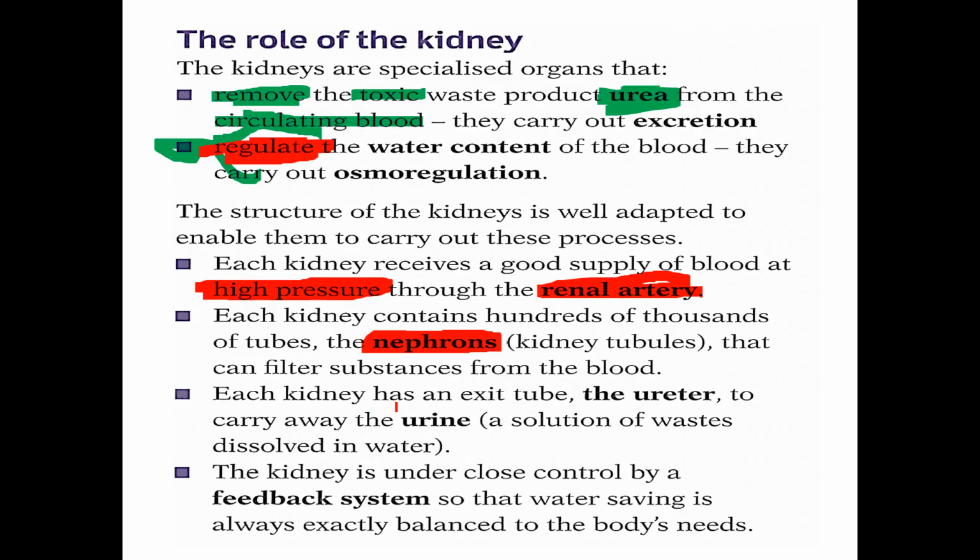Then each kidney has an exit tube. Focus on this exit tube. So here we have the entry: the renal artery, the tube that supplies the kidney with blood. It goes to the nephron, then will be filtered, will be processed, and then will be sent out of the kidney through what? Through the ureter, to carry away the urine, a solution of waste dissolved in water.